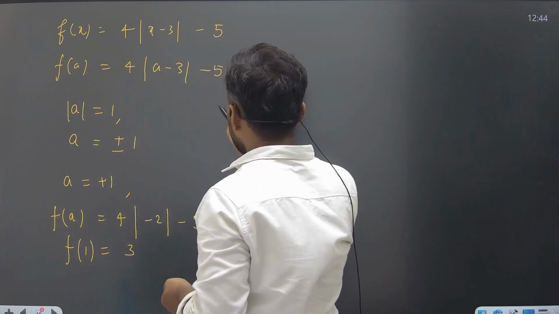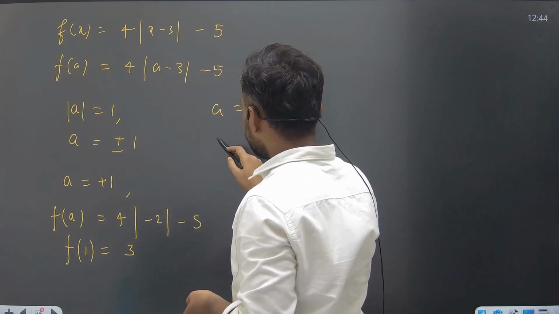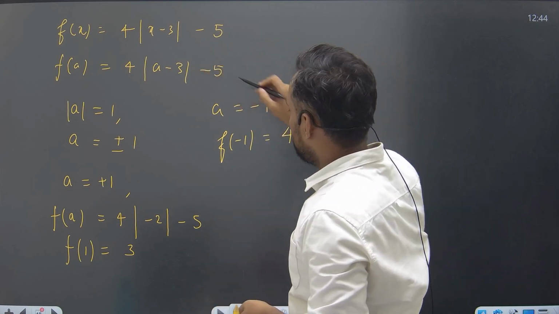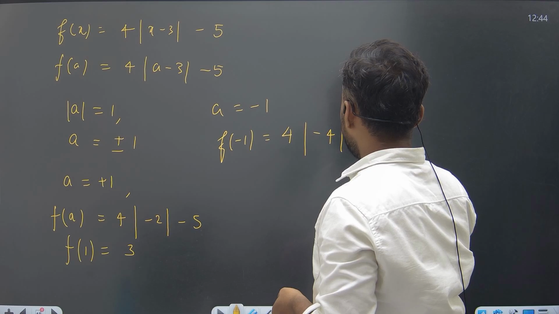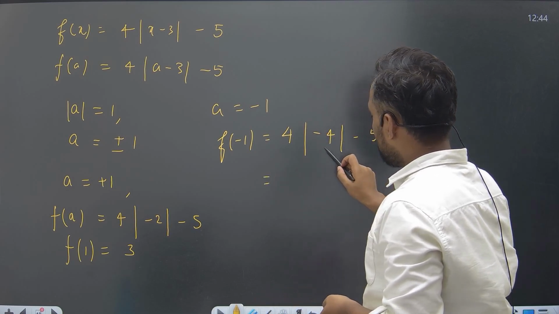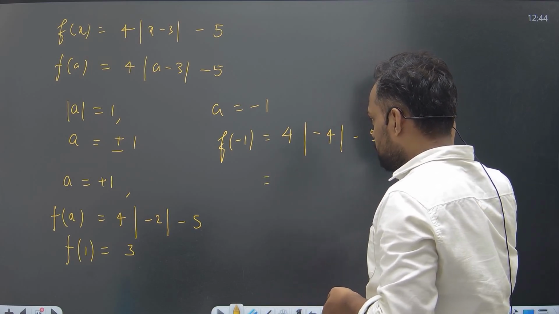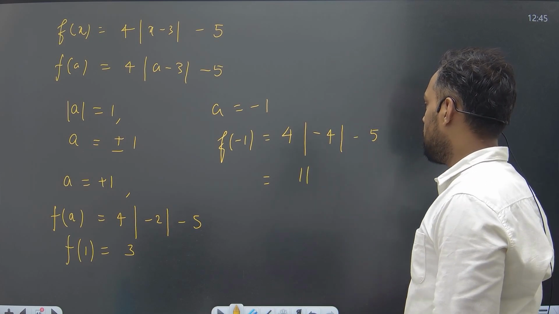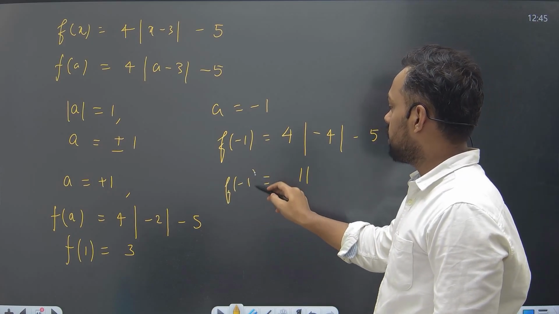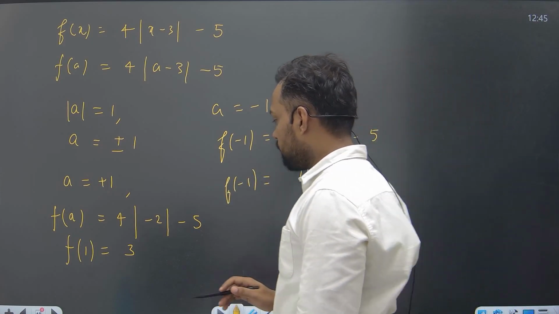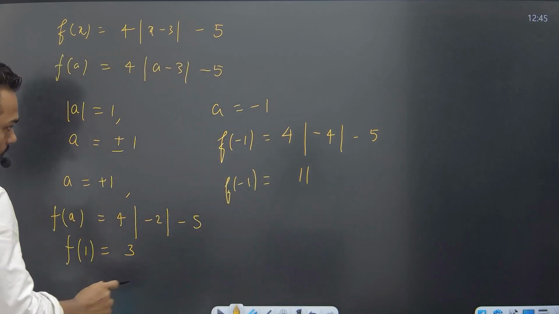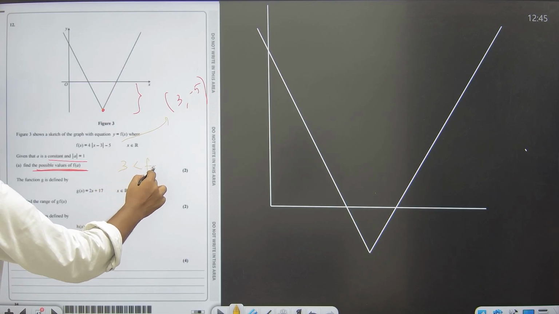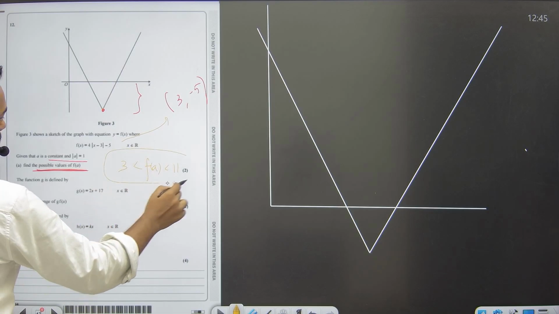Similarly, if we plug in a equals negative 1, f(-1) will be 4 times modulus of negative 1 minus 3, which is negative 4, minus 5. The modulus of negative 4 will be positive 4, so it will be 16, minus 5, that will be 11. So f(-1) we are getting as 11. So what is the range of possible values of f(a)? It will be 3 to 11. Okay.